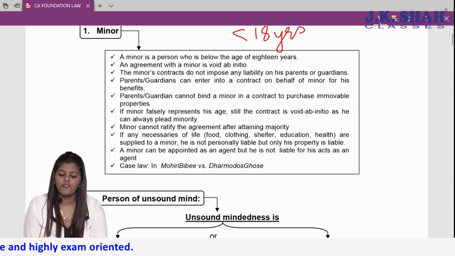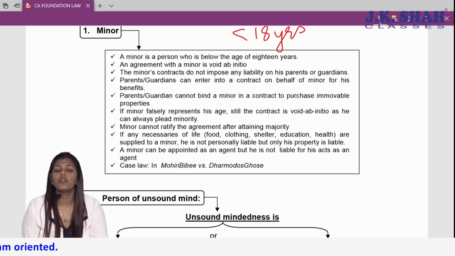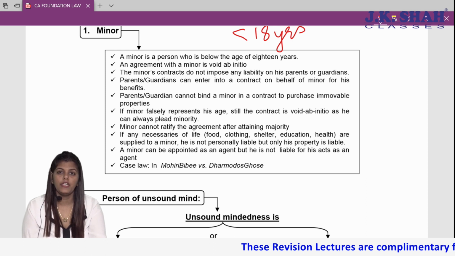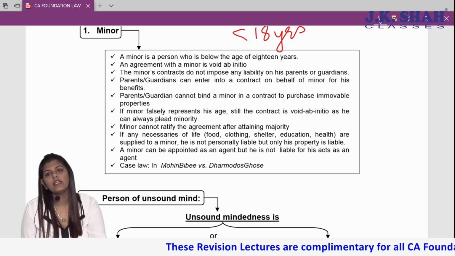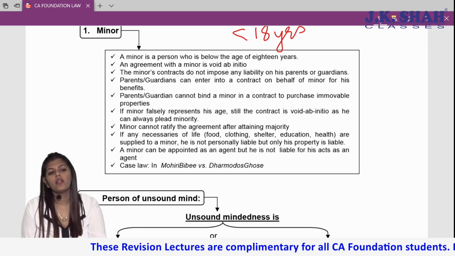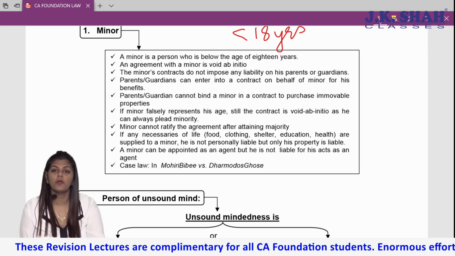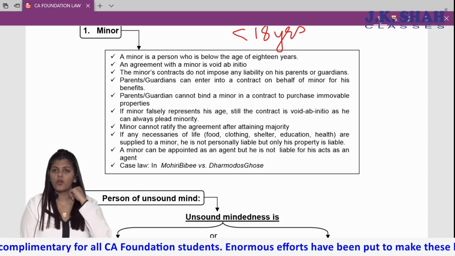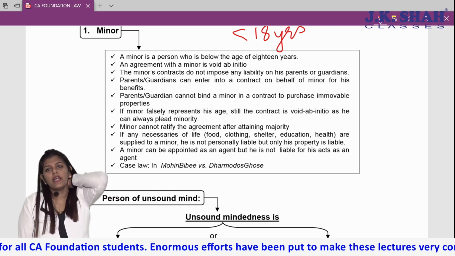Minor cannot ratify the contract after attaining majority. So in this particular case, you cannot approve something. So let's say Mr. A is 17 years. He takes a loan from me and he tells me, ma'am, even though I'm a minor now, I'm taking the loan and after my 18th birthday, I'll approve this contract, make it valid. That's not possible because when the contract happened, it is void ab initio.